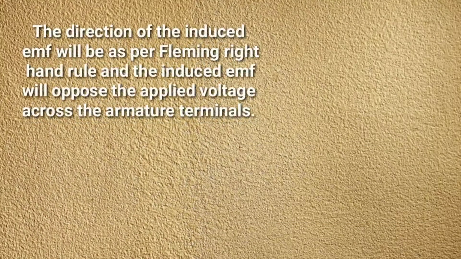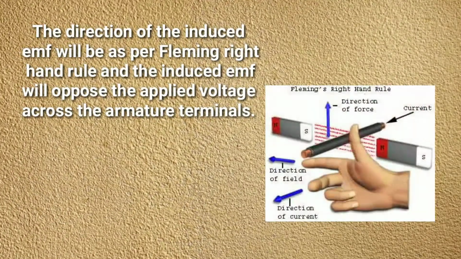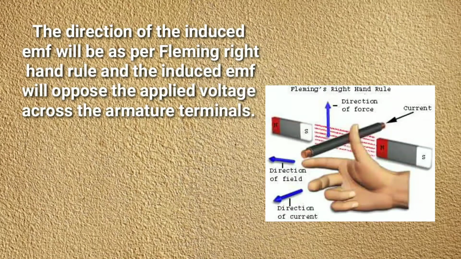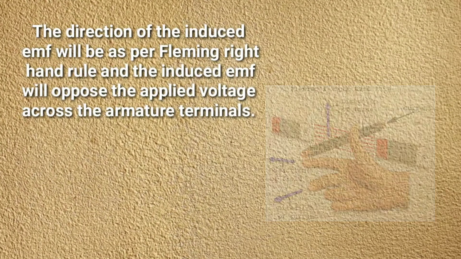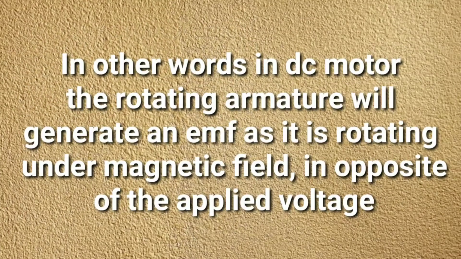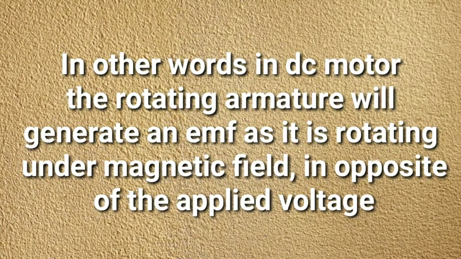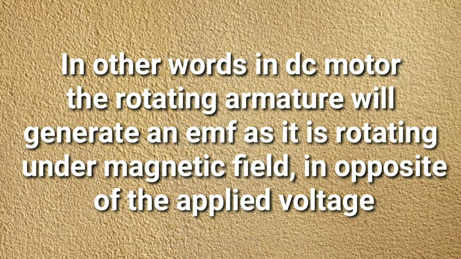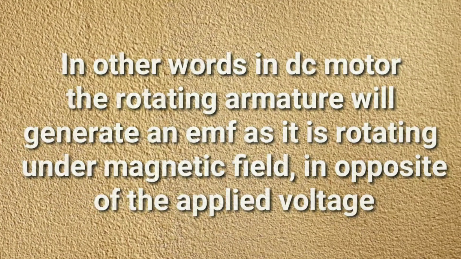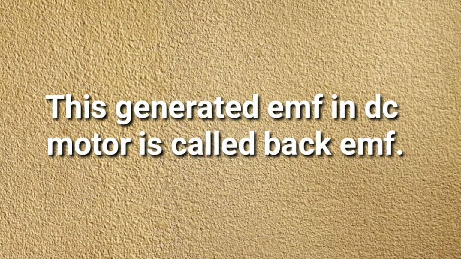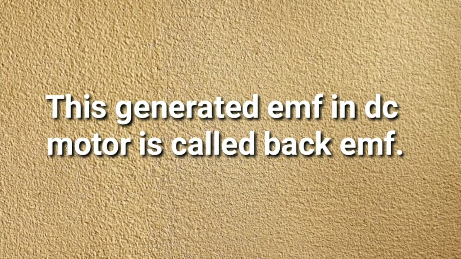The direction of the induced EMF will be as per Fleming's right-hand rule, and the induced EMF will oppose the applied voltage across the armature terminals. In other words, in DC motor the rotating armature will generate an EMF, as it is rotating under magnetic field, in opposite of the applied voltage. And this generated EMF in DC motor is called back EMF.